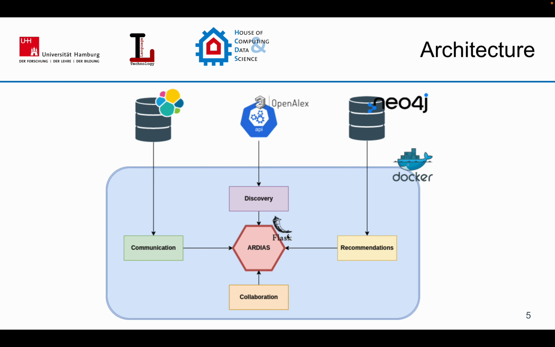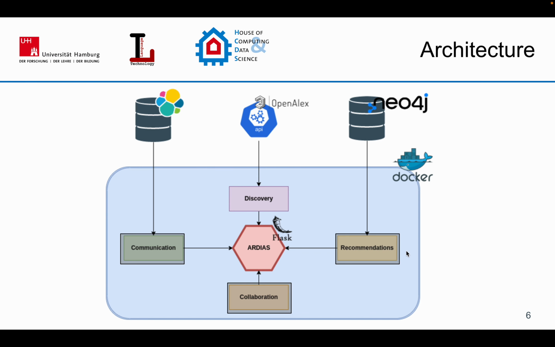The web API is built in Flask, and the elements of the web API and the interface are hosted using Docker containers. At this moment, we have only developed the discovery elements of ARDIAS. The recommendation, collaboration, and communication aspects are to be developed in the future.